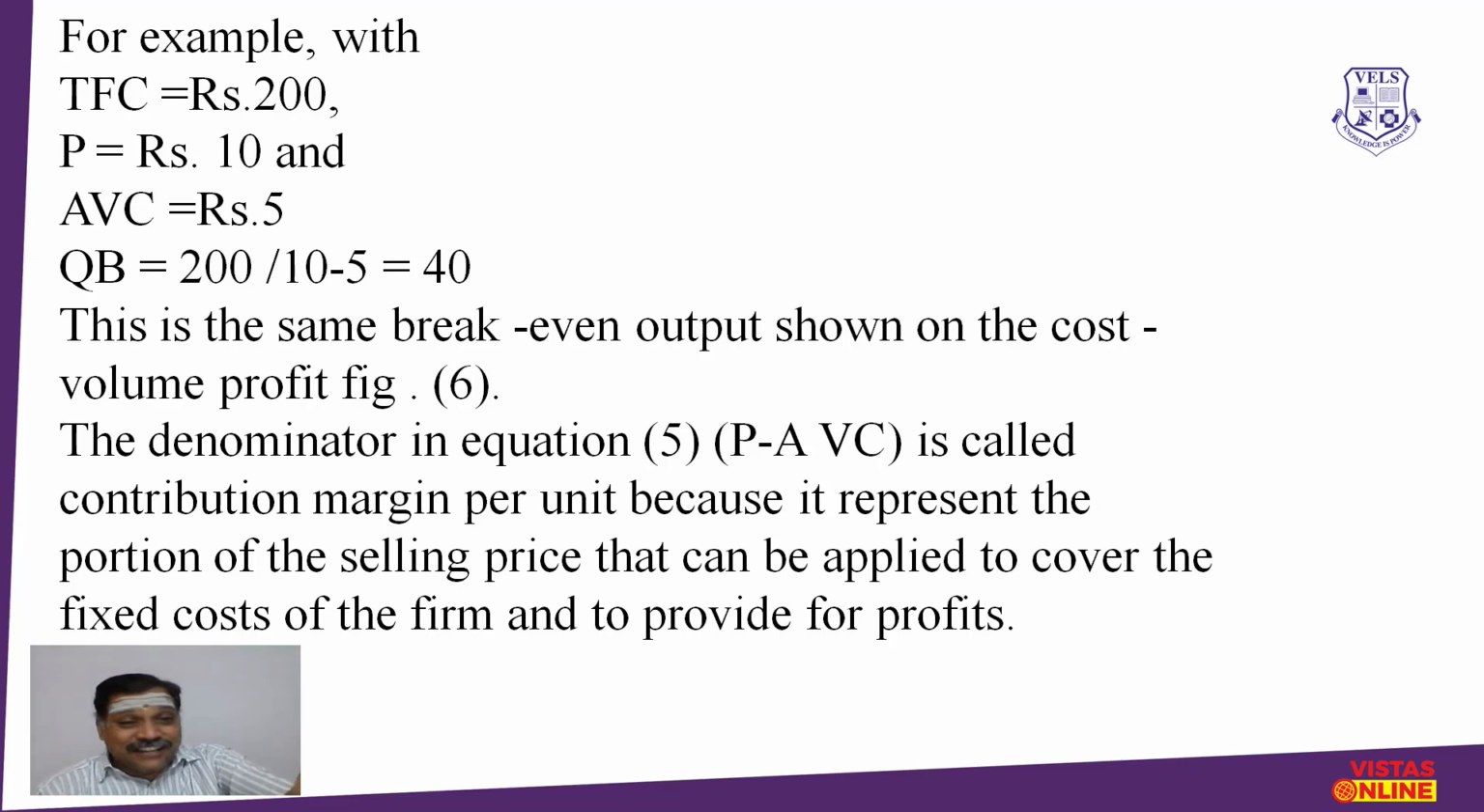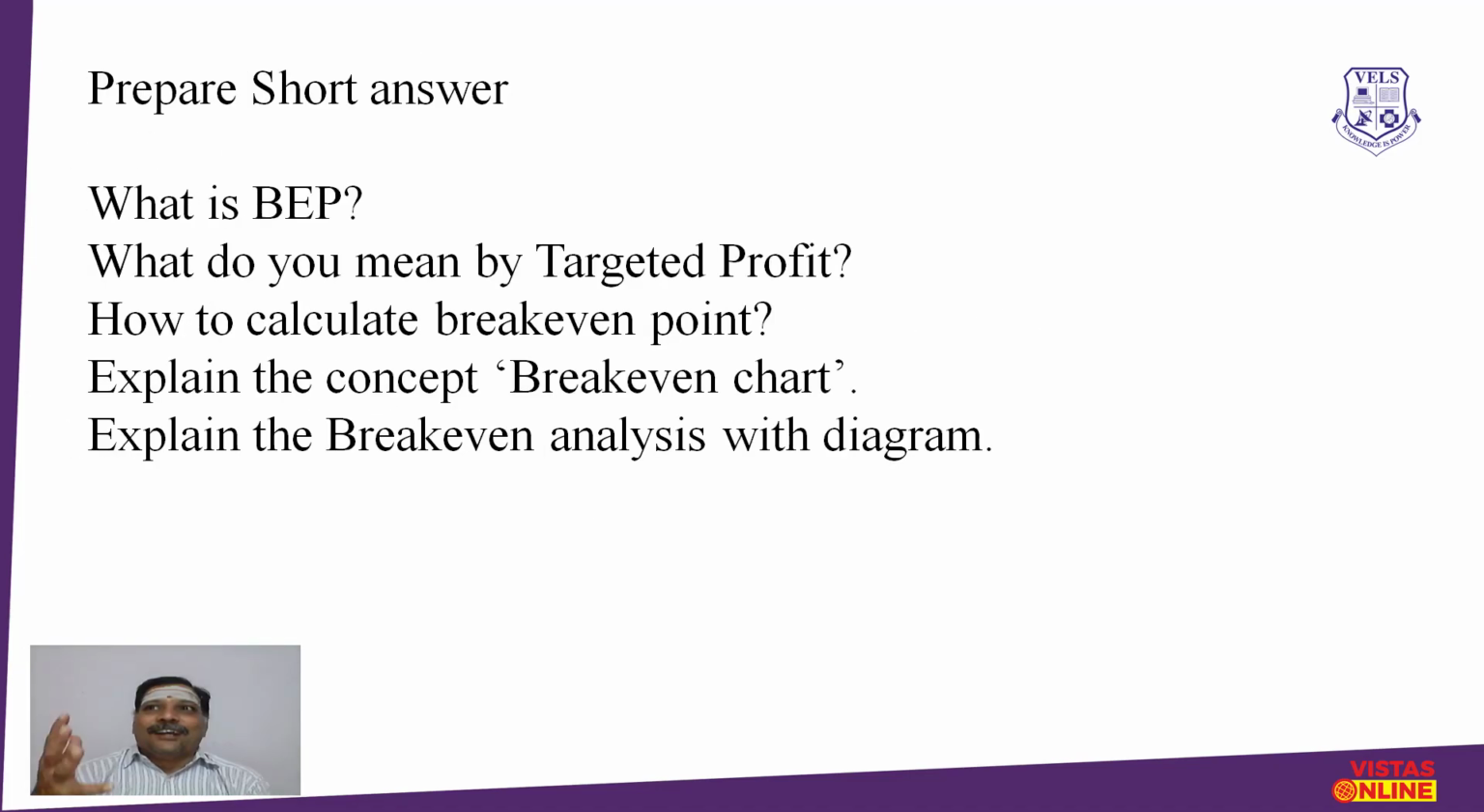In the previous slide, I have shown that particular figure. Now, that particular thing is expressed in a PV ratio. The denominator of equation 5, that is P minus AVC, or P minus V bar as we used to call it. V bar is for the single product; AVC we used to call for multiple products. It is called contribution margin per unit because it represents the portion of the selling price that can be applied to cover the fixed cost of the firm and to provide for the profit.